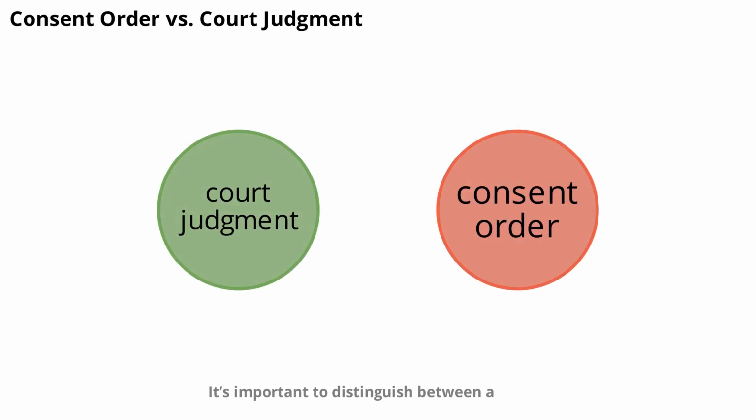It's important to distinguish between a consent order and a court judgment. A court judgment is imposed by a judge after a contested hearing, while a consent order is based on the parties' agreement. Both are legally binding, but consent orders often lead to better compliance and less resentment.